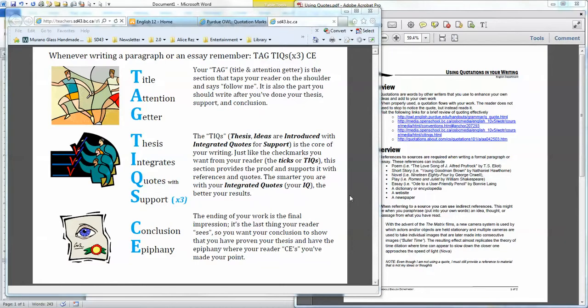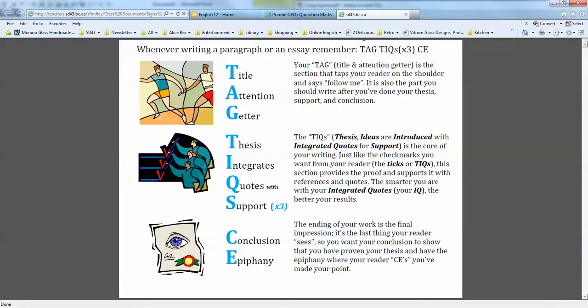All right, ladies and gentlemen, one of the things that's come up in class a number of times is asking about how do you actually integrate quotes into your pieces of writing. And one of the things to remember is that the whole idea of using literary sources is actually to help them support your thesis. And so if we look at our good old tag tick C, remember that what we want to do, after we've dealt with a title and an attention getter, is deal next with our thesis with integrated quotes for support.